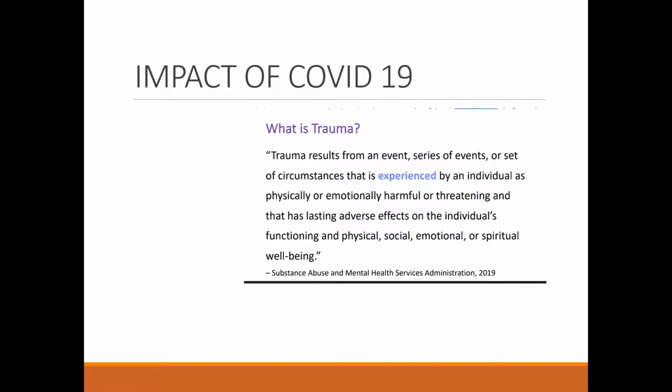Let's define trauma. Trauma results from an event, series of events, or circumstances that is experienced by an individual, and now as a group, we're all impacted together. That's physically or emotionally harmful or threatening and thus has lasting adverse effects on our functioning, physical, social, emotional, or spiritual well-being. Okay? And the impact, this trauma that we've experienced, is staying with us. It will impact us and how we behave in the future.